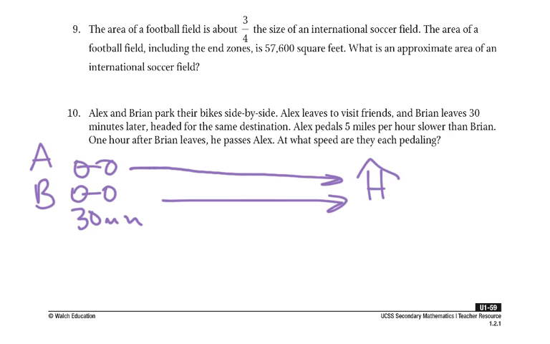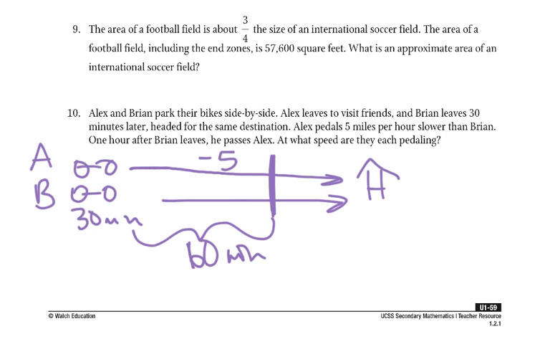Alex pedals 5 miles per hour slower than Brian. Okay, so Alex is 5 miles per hour slower. 1 hour after Brian leaves, he passes Alex. We'll say 60 minutes instead of 1 hour because we have 30 minutes. At what speed are they each pedaling? So in 1 hour, basically, they've covered the same distance. Okay, and one did it 30 minutes less.